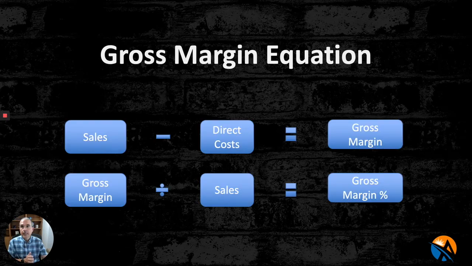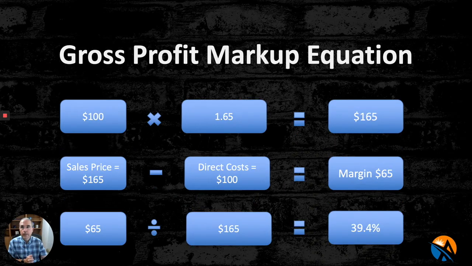In this case, we take the sales minus your direct cost. That equals your gross margin. If you remember, we talked about this earlier, and you calculate your gross margin percentage. Armed with this, you take that $100 times 1.65, and you've just marked it up to a price of $165. Now, the $165 minus your direct costs of $100 means you made a margin of $65, and $65 divided by the sales price of $165 gets you to that 39.4%.